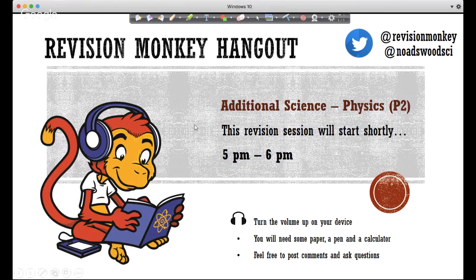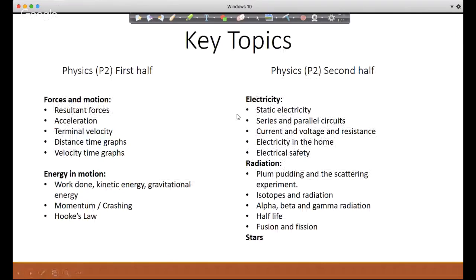Let's have a quick look at what I'm going to try and cover today. P2 is split into two halves. The first half is really about forces and motion. The second little bit of the first half is about energy: kinetic energy, gravitational potential energy, momentum, Hooke's law. The second half is about electricity and a bit of radiation, and a little bit on stars right at the end. So hopefully none of that should come as a surprise to you.